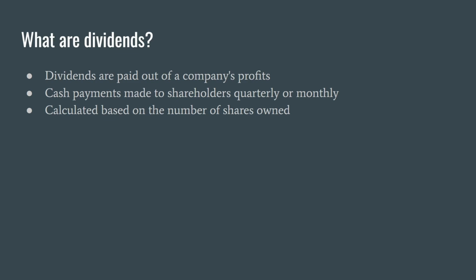And then the third thing to understand about dividends is that they're calculated based on the number of shares that the shareholder owns. If the shareholder owns one share of the company, they earn the amount of the dividend. If they hold 100 shares of the company, you take the amount of the dividend, multiply by the 100 shares, and that's what the shareholder is paid.